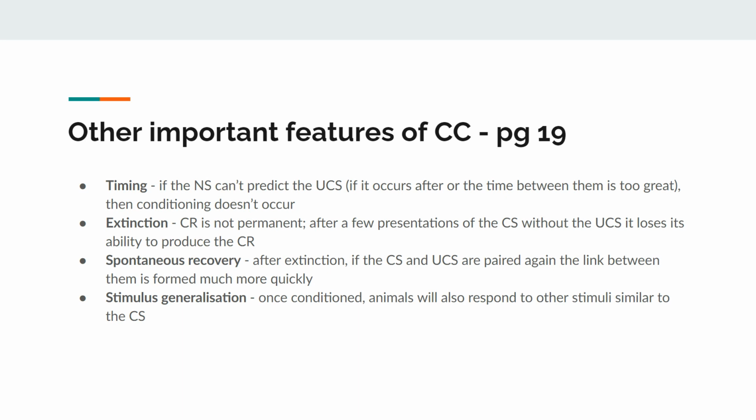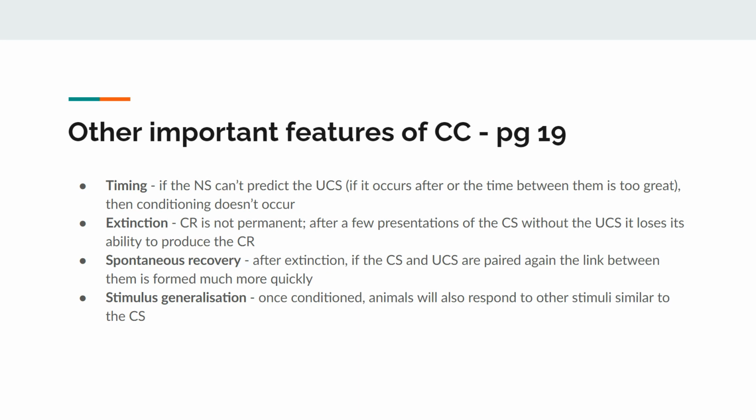But we also have this feature of spontaneous recovery. So after extinction, if the conditioned response has stopped because it hasn't been paired enough with the unconditioned stimulus, if you then do pair together the conditioned stimulus and the unconditioned stimulus, so for example, if you start to present the bell and the food again, the link between them is formed much more quickly. So it won't take very long for that conditioned response to develop again. Okay, so extinction happens when the conditioned stimulus stops leading to the conditioned response if you don't pair it often enough with the unconditioned stimulus. But if you then do pair them together again, the link is formed much more quickly.